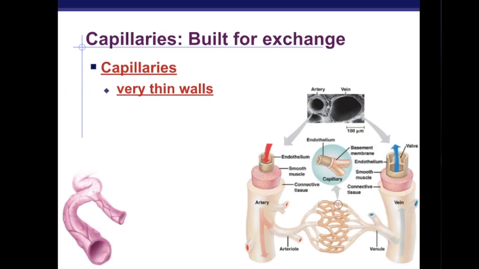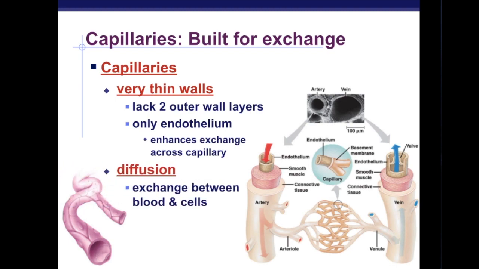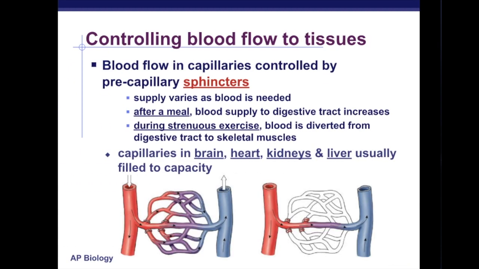Capillaries are specialized structures. They have very thin walls. They don't have the outer walls that you find in arteries. Instead, they're composed of just endothelium, which is a specialized type of epithelium that provides a smooth, flat surface to minimize resistance, but more importantly, to maximize the rate of diffusion across the capillary. So this is where we're going to have the exchange of materials between the blood and the cells.